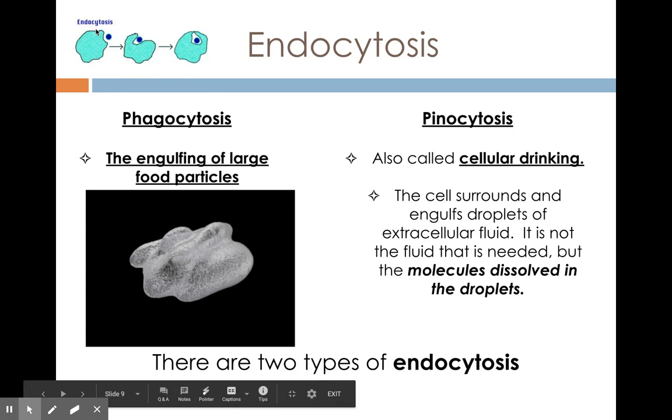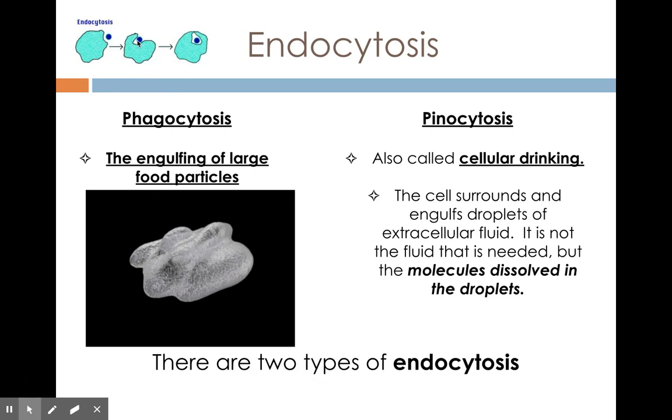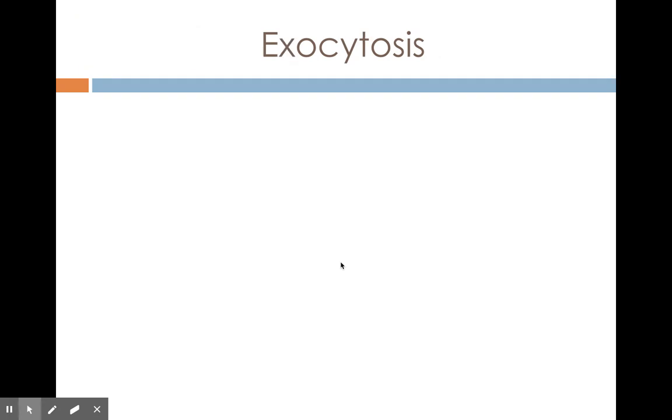Notice that in endocytosis, the cell is wrapping around and engulfing it in a vacuole. Well, that's things going into the cell. Now we need a way for things to exit the cell.